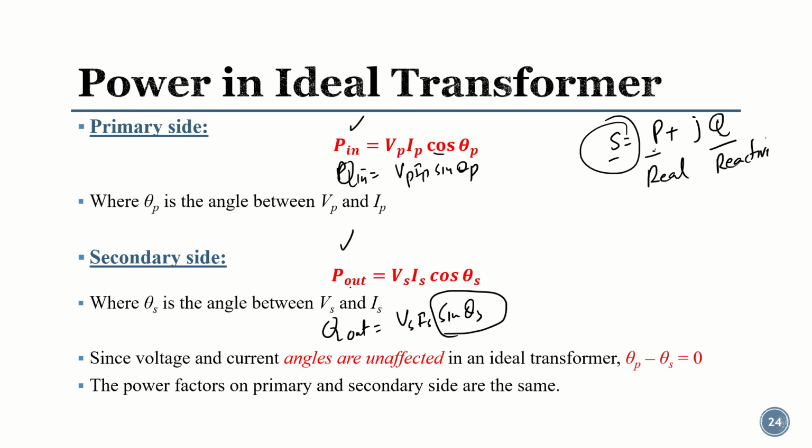When we talk about the ideal transformer, the input complex power will be equal to the output complex power. For a lossless transformer, input complex power will be Vp into Ip, and output complex power will be Vs into Is.